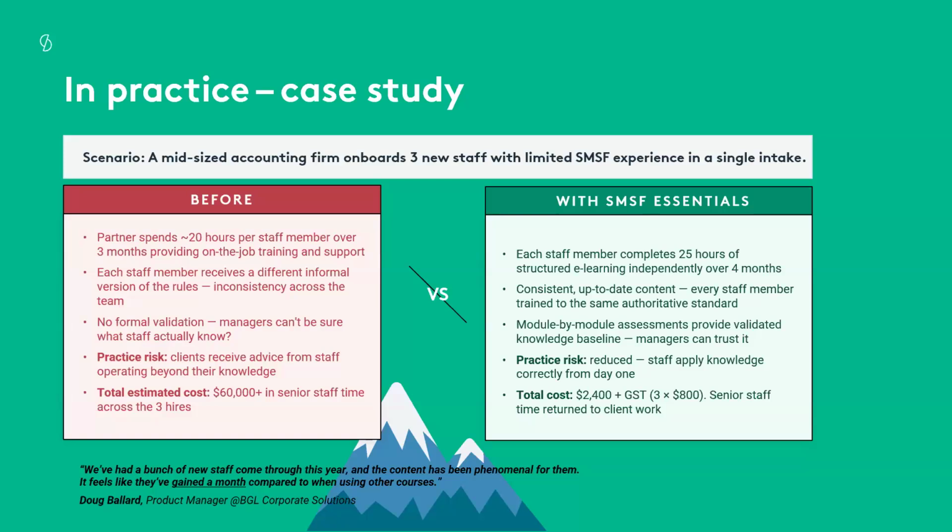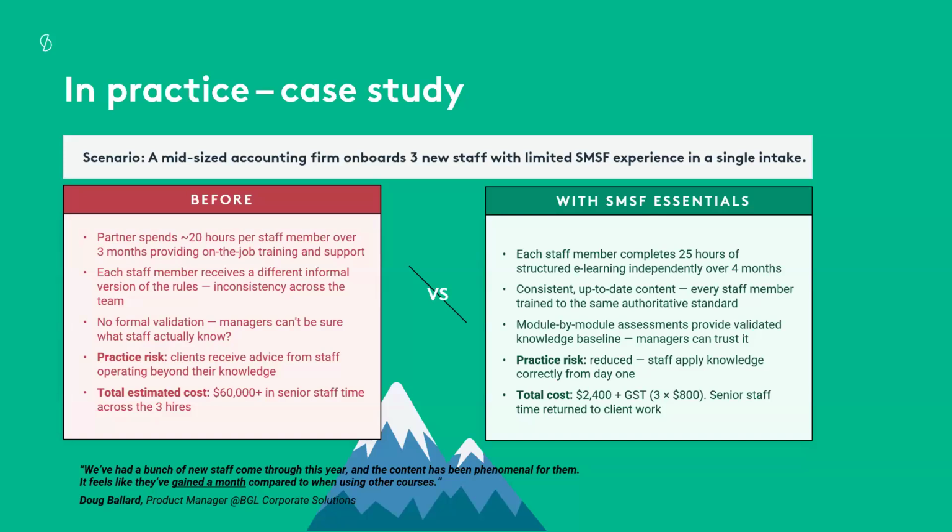So if we use this example in here where the partner's spending about 20 hours per staff member over a 3-month period, providing that on-the-job training and support that that person needs to be able to successfully do the role. Now, the problem with that in some instances can be that each staff member receives very different and informal versions of how the rules work and how it's going to ultimately be done. And therefore, there's some inconsistencies in that approach because there's no structure ultimately to that training.